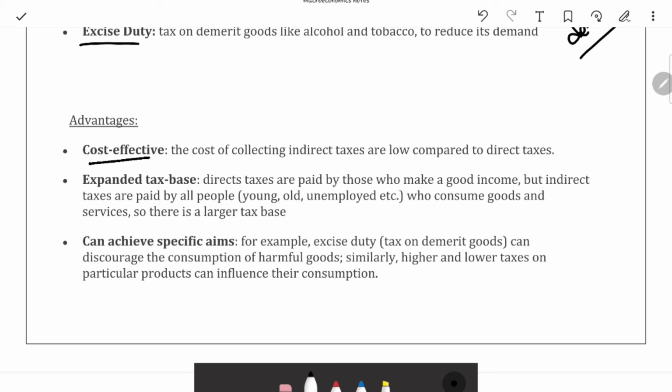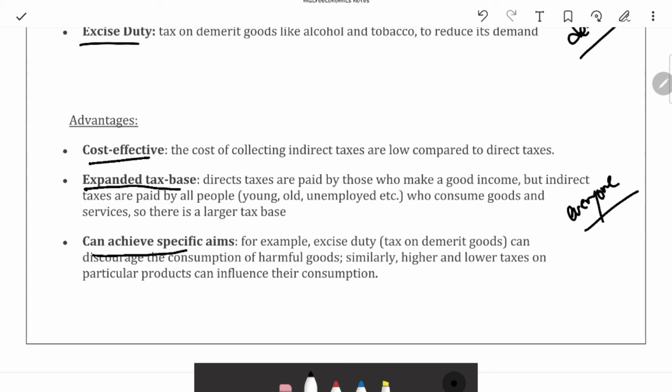You just have to fix a certain rate for that particular good, and that's all you need to do. You don't have to spend anything to acquire these taxes. The next one is that it has an expanded tax base. That means everyone pays the tax. Whether you're young, old, or unemployed, you have to consume these services, therefore you have to pay this tax.